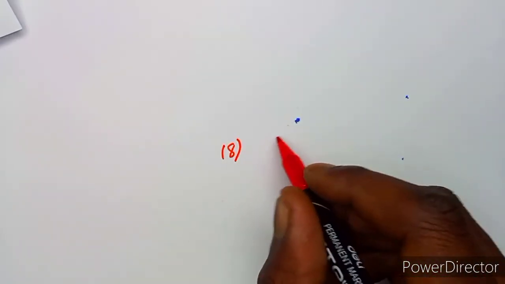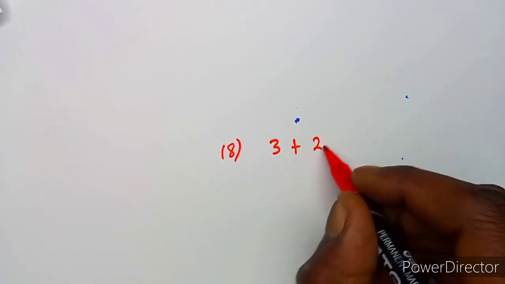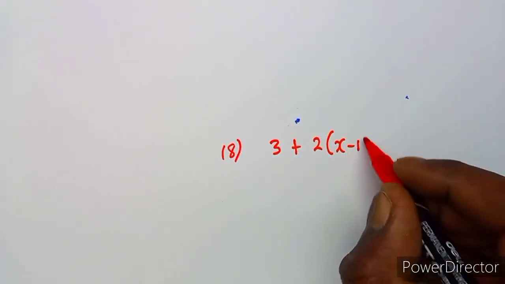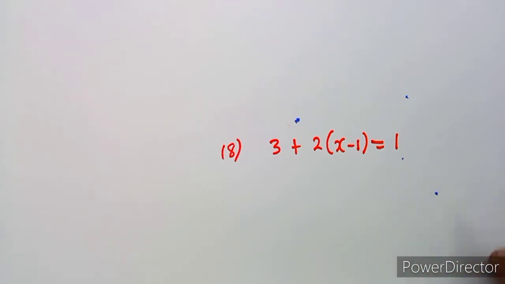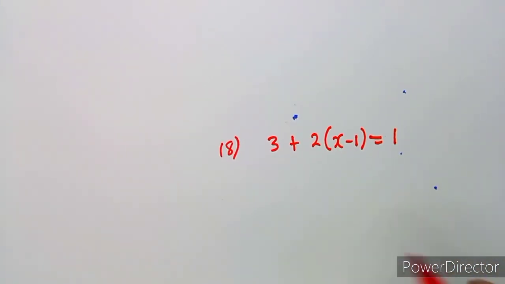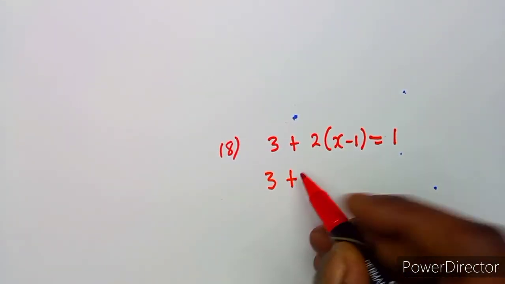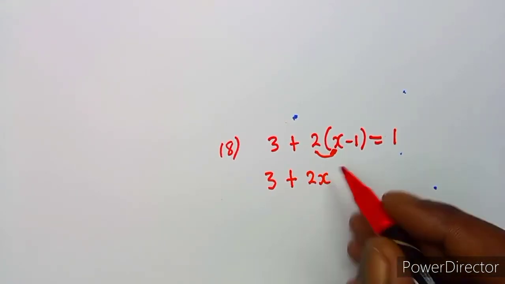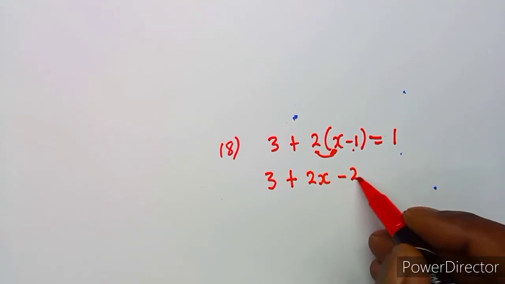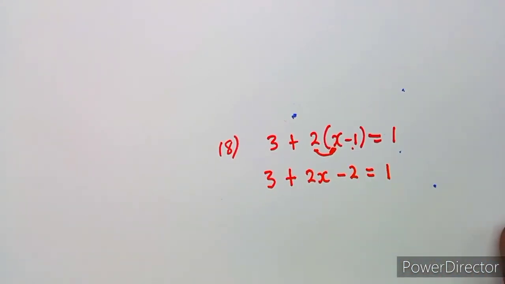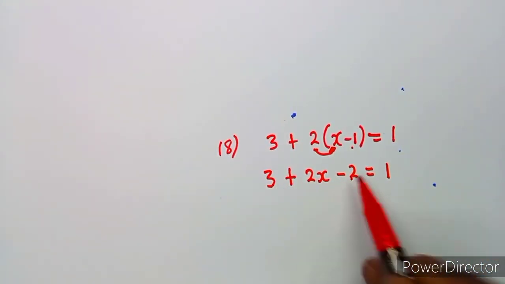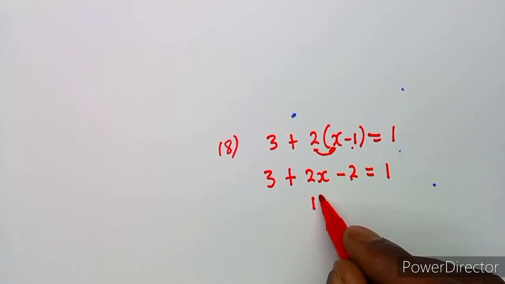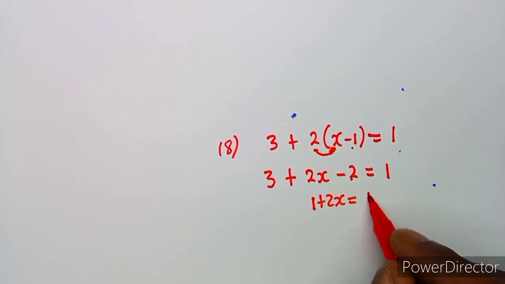We are given to solve the equation 3 plus 2 into x minus 1, which is equivalent to 1. How do I solve such type of an equation? Definitely I have to expand brackets here. That's 2 times x, expand everything. That's 2x, 2 times minus 1, which is minus 2, which is equal to 1. Then I can collect like terms, 3 minus 2, which is 1. So it's going to be 1 plus 2x, which is equal to 1.